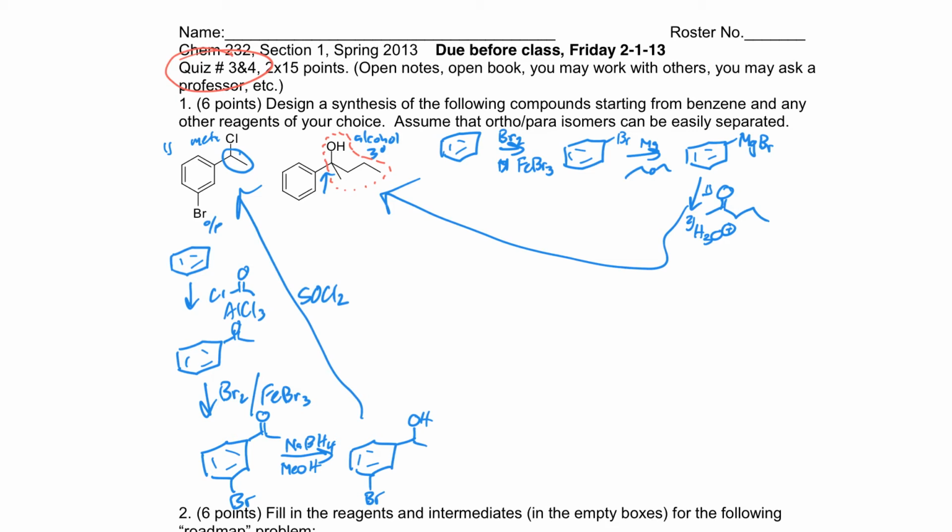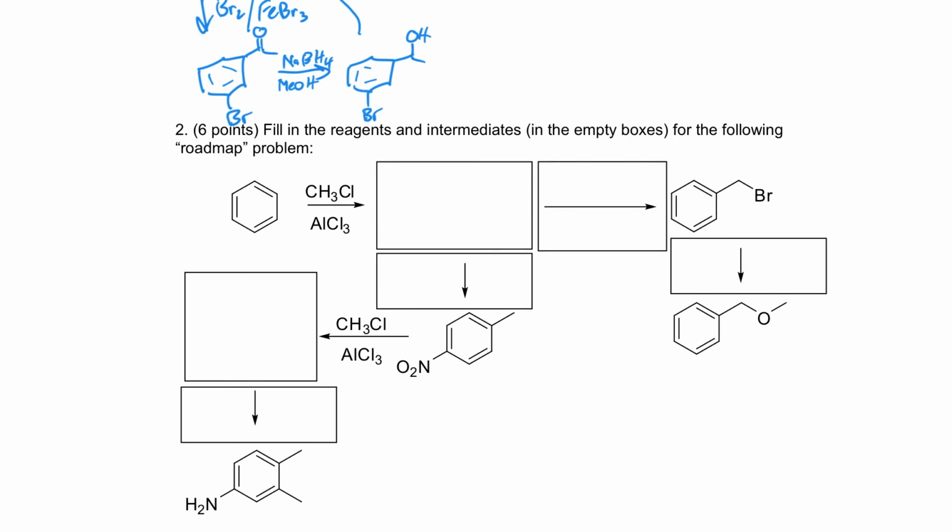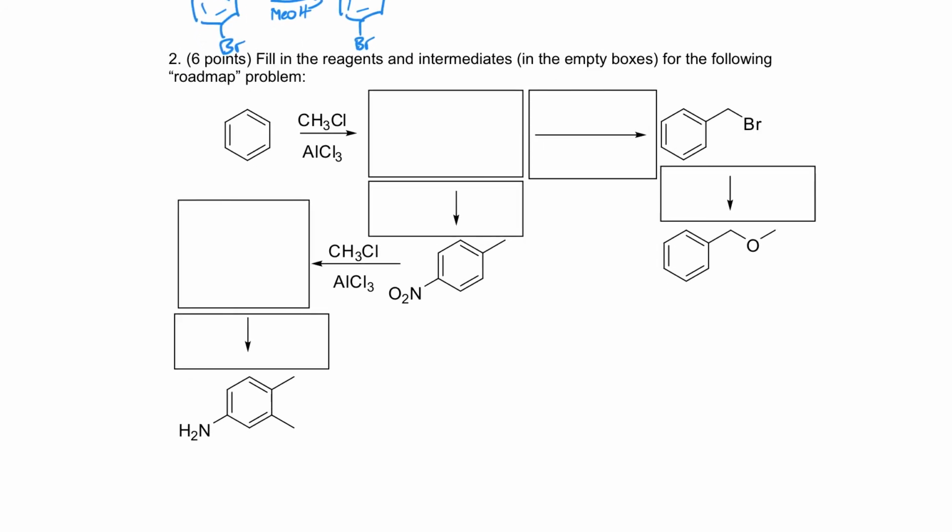You could also use other means of doing this. Maybe you react it with an aldehyde and then add another Grignard to make your secondary alcohol, after oxidation into a tertiary alcohol. But I think this is the quickest, most efficient way to get to that product. Here we have our roadmap problem. Just fill in the boxes, basically.